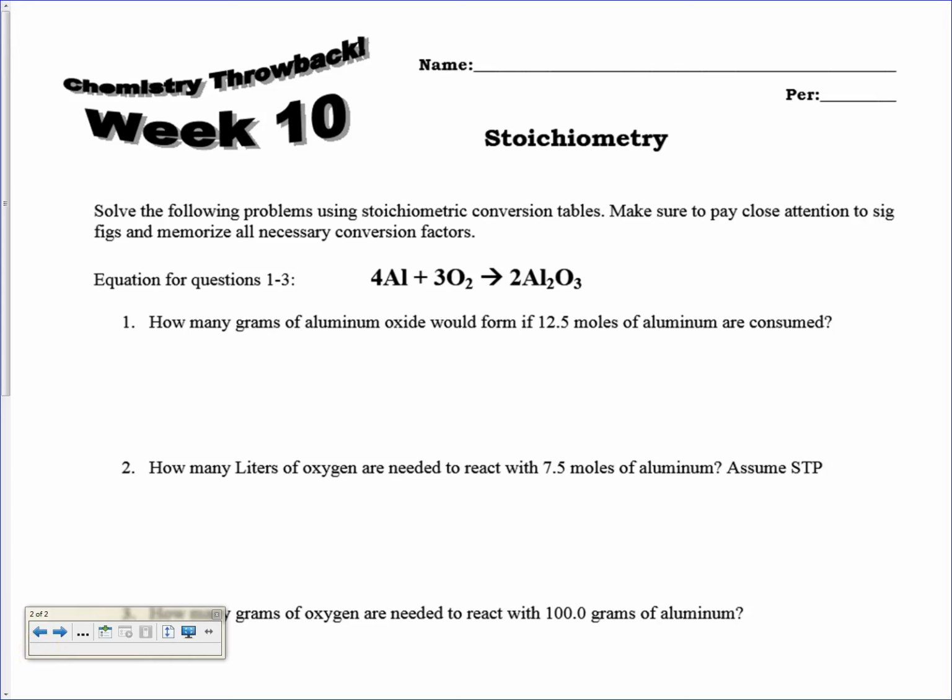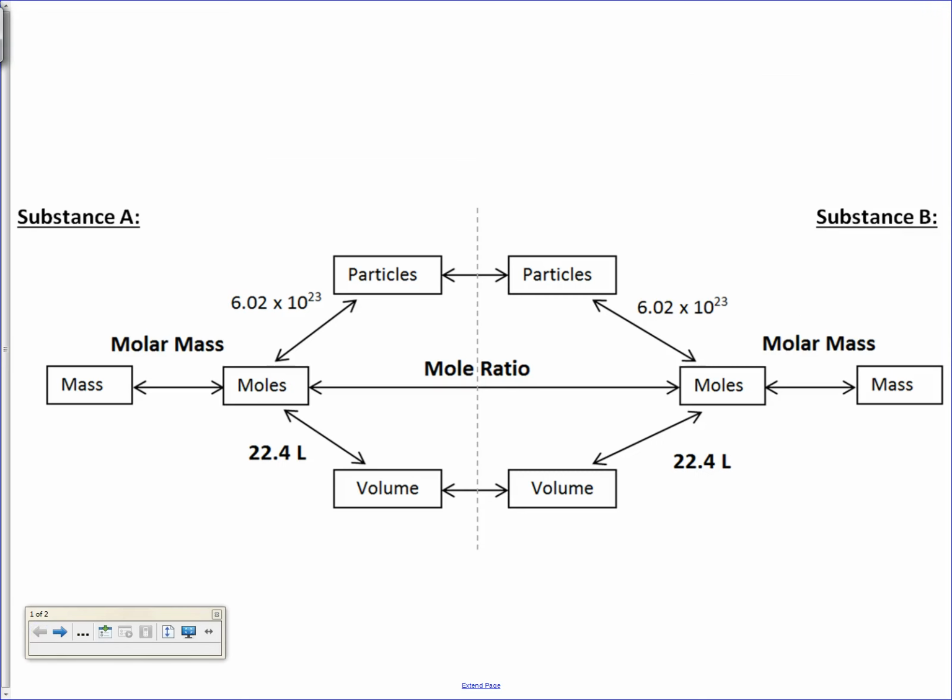This is the week 10 throwback assignment. Before I get started working on it, I want to show you this chart as a little bit of a refresher. What this chart shows you is how you convert between a bunch of different things. So if, for instance, you want to go between mass and moles, you use the molar mass.